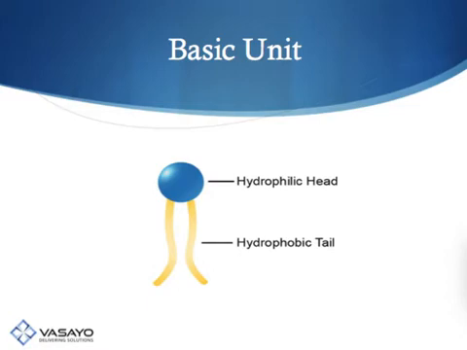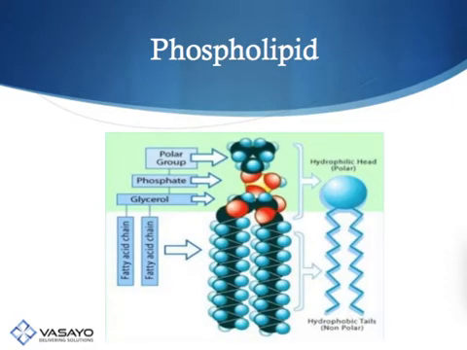Now, this is what a phospholipid looks like. It has a hydrophilic head and a hydrophobic tail. Now, the science words may sound a little bit scary, but just remember that science words typically explain what they're talking about. So, if you look at the word, hydro means water and phobic means fear, so it only makes sense that the hydrophobic tail is the one that doesn't like water, and the hydrophilic head is the one that does. And for those a bit more science savvy, a phospholipid is a polar group connected to a phosphate connected to a glycerol, which in turn is connected to two fatty acid chains.